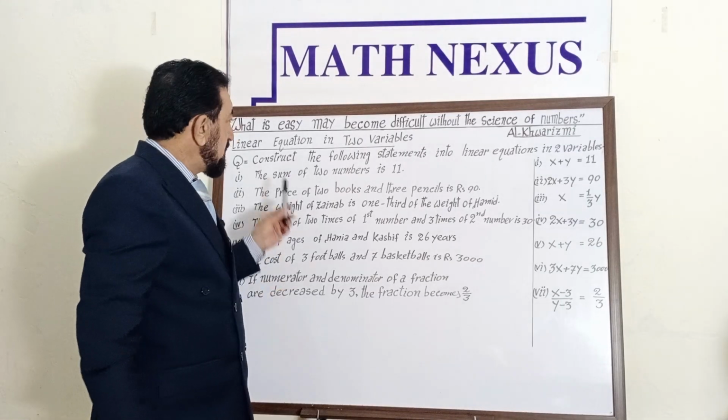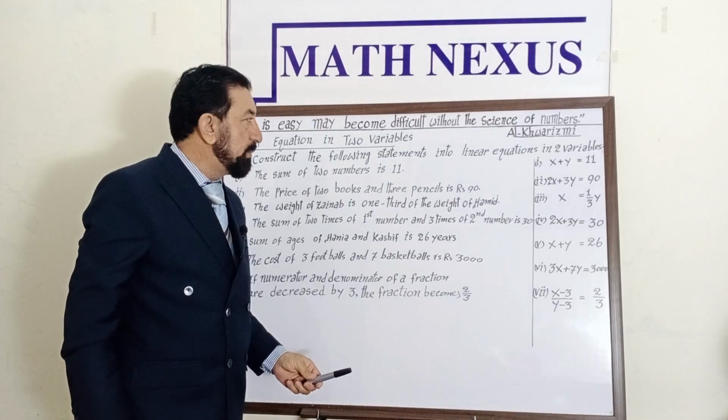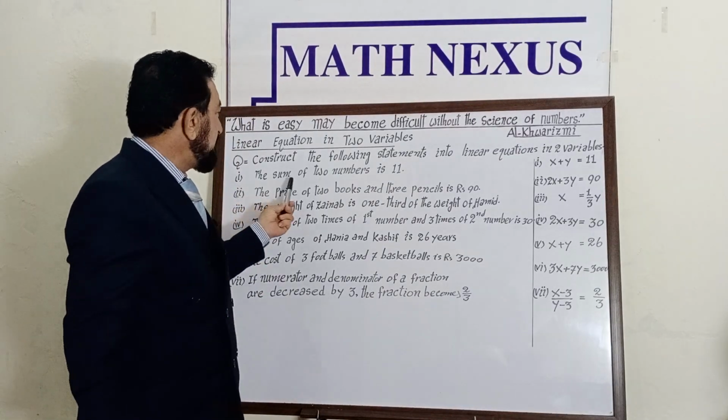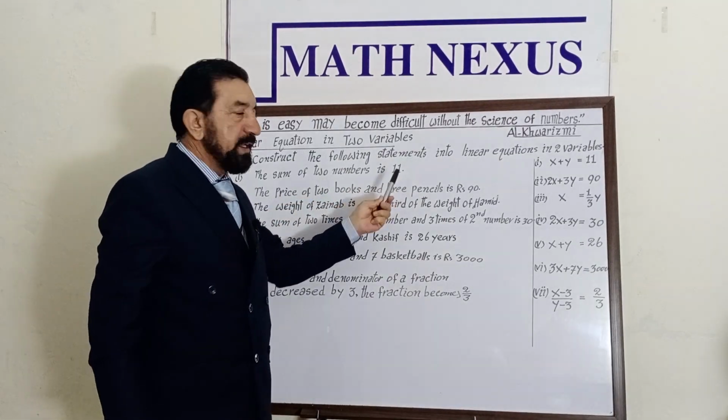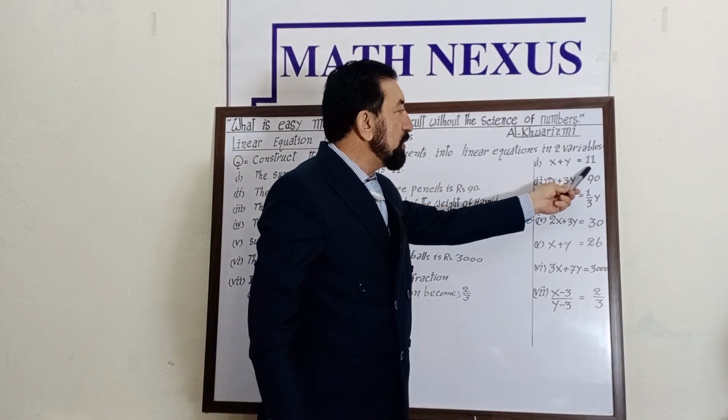Look at the question. Construct the following statements into linear equations in two variables. Question number 1. The sum of two numbers is 11. The sum of two numbers is 11 can be written as x plus y equals 11.